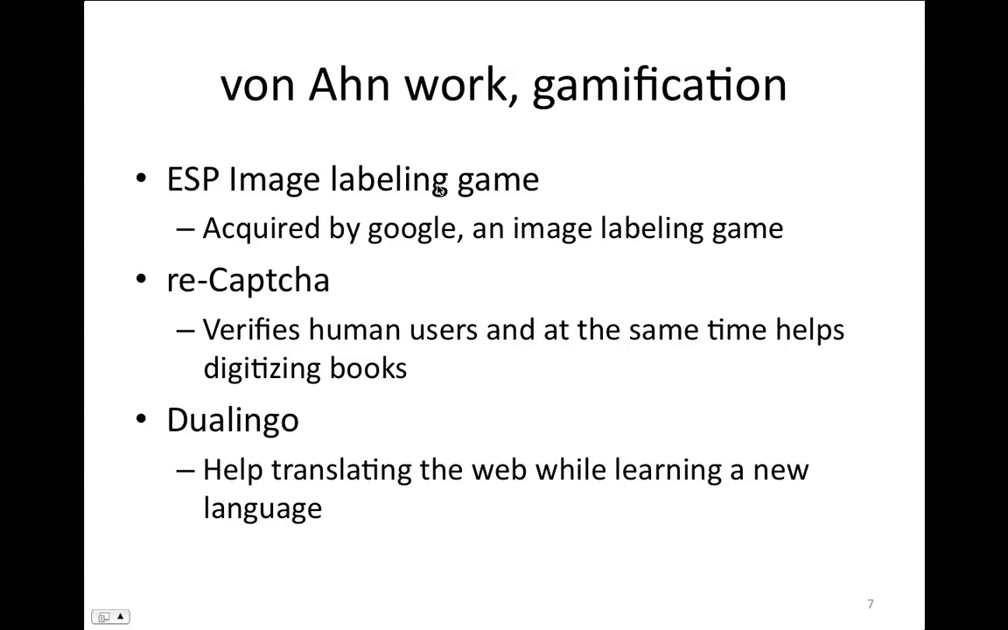And his recent work, Duolingo, which is helping to translate the web. For instance, we know that there's this kind of imbalance between different languages in Wikipedia, and this way we could enrich the content on the web in the languages that don't have as much web presence as, for instance, English. And at the same time, people can learn a new language.